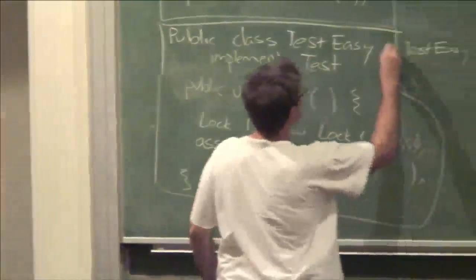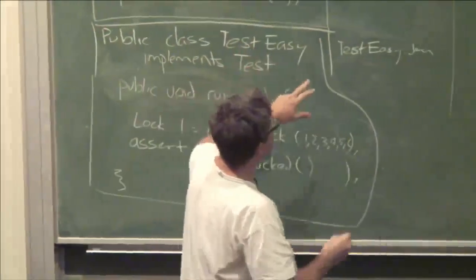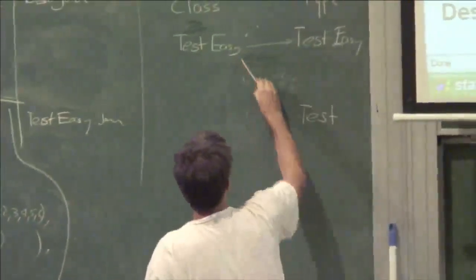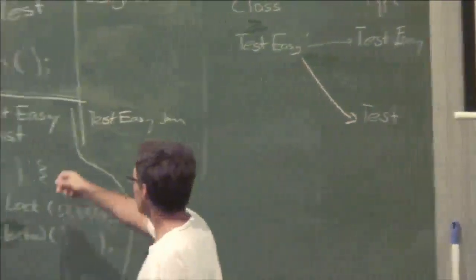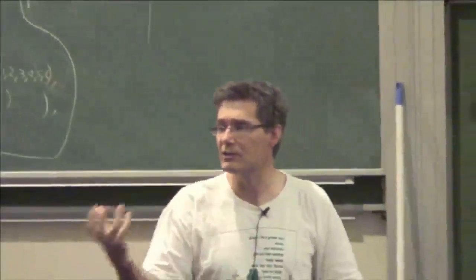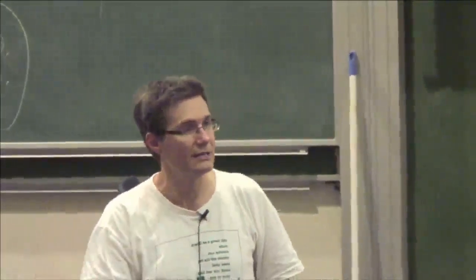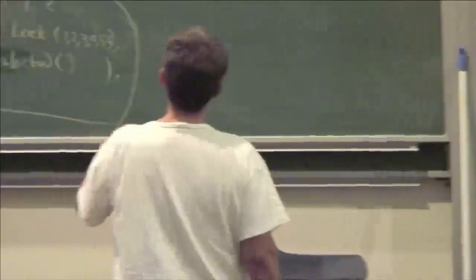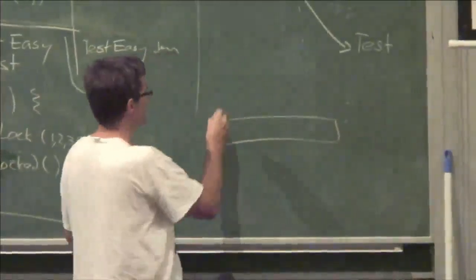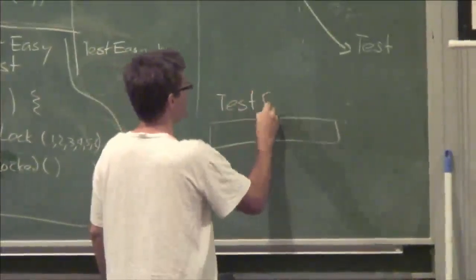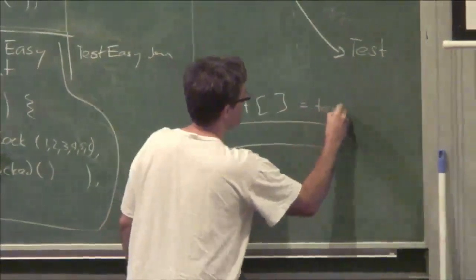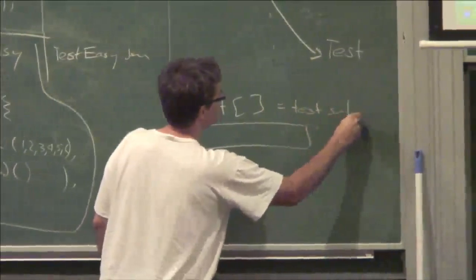Now the interesting thing is that testEasy is of type testEasy, but it's also of type test. This means it belongs to more than one type, which means any function that's expecting an object of type test can accept a testEasy. So now Rupert set up his array, and he set up an array of type test. Go and look at the code. Test blah blah equals test suite.